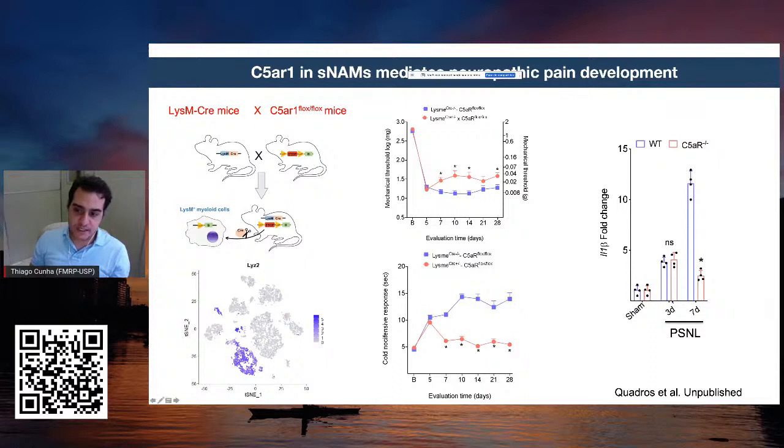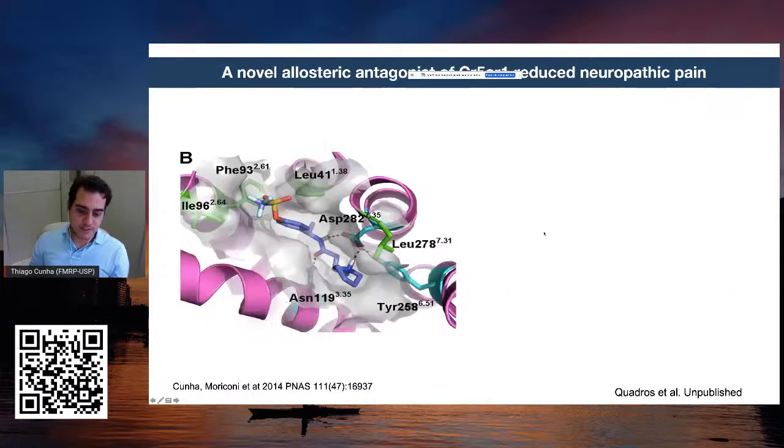So we showed that mainly the C5a receptor is important to drive the production of IL-1 beta, which is the mediator that we described before as being important for neuropathic pain development. And then, of course, as I mentioned in the beginning of my talk, our interest is to develop a novel therapeutic strategy to treat this disease.